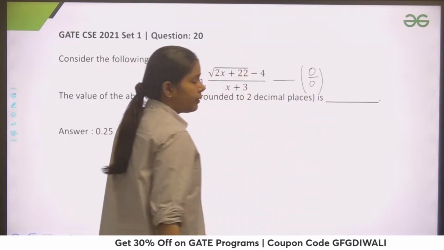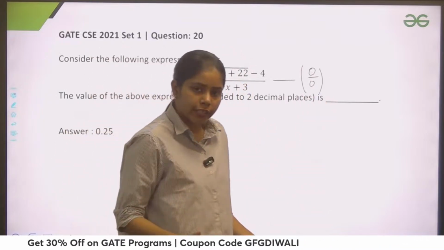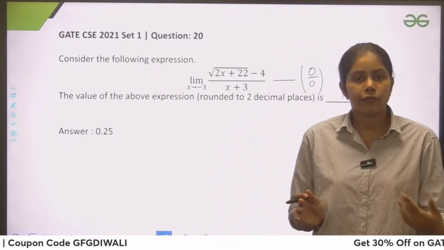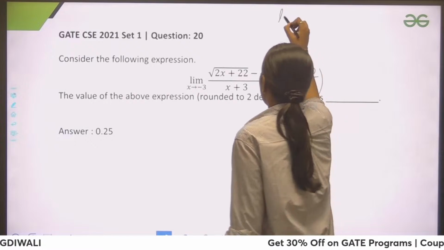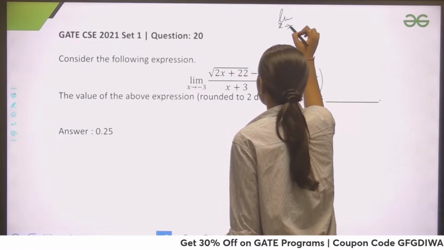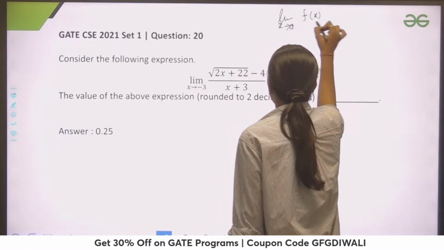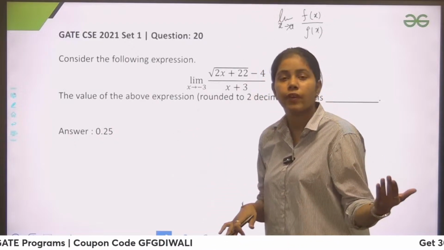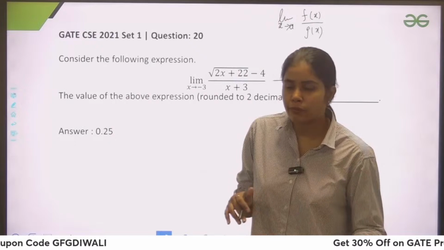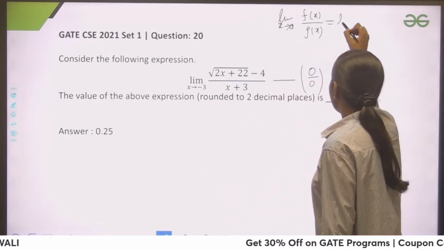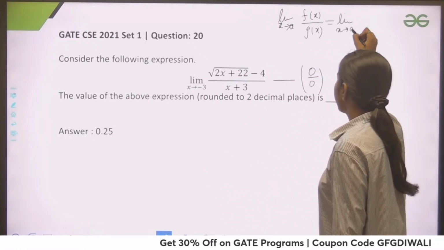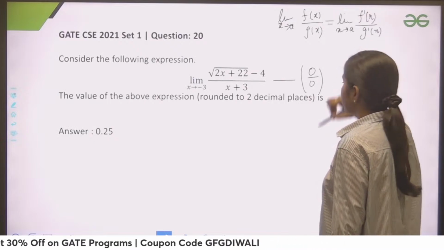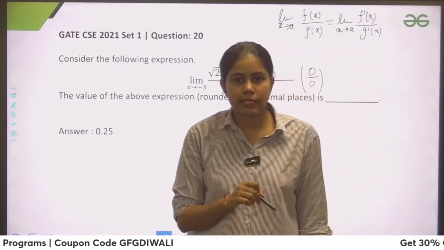We all know that when we have 0 by 0 form or infinity by infinity form, we use L'Hopital's rule to find the limit. L'Hopital's rule says that for the limit as x approaches a of f(x) over g(x), if this limit is an undefined form, that is 0 by 0 or infinity by infinity, then this limit would be equal to the limit as x approaches a of the derivative of the numerator and the derivative of the denominator with respect to x. You have to take these derivatives.